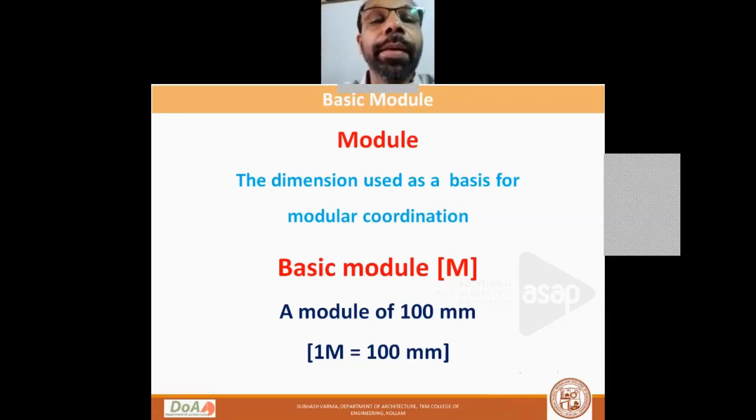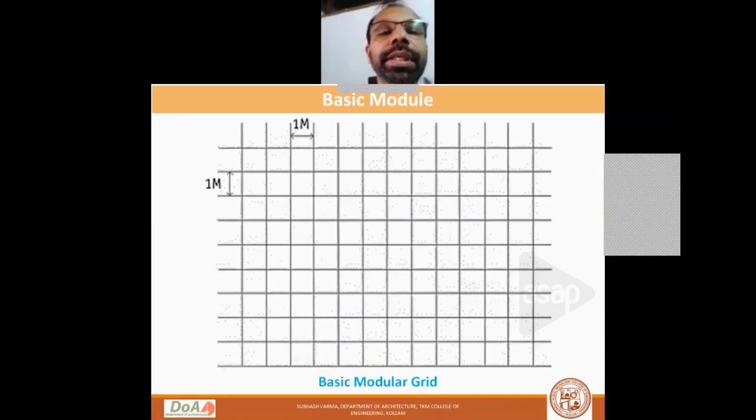Similarly, in the modular system accepted by the International Standard Organization, the size of the basic module, which is denoted as capital M, is 100 millimeter. So one module equals 100 millimeter. This is a grid which shows the size of a basic module. Well, this is a homogeneous grid where the horizontal as well as the vertical dimension is one module, and you can call it a basic modular grid.